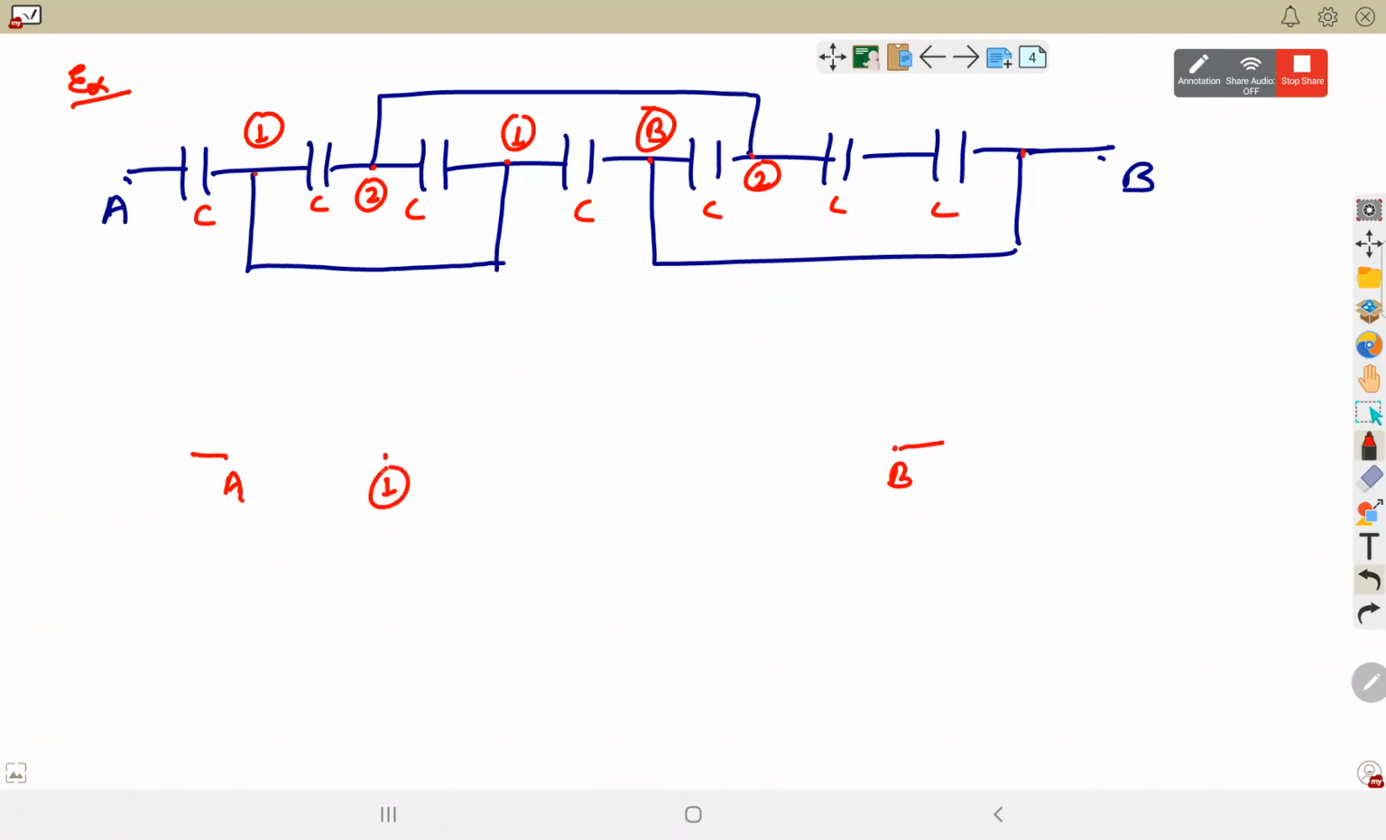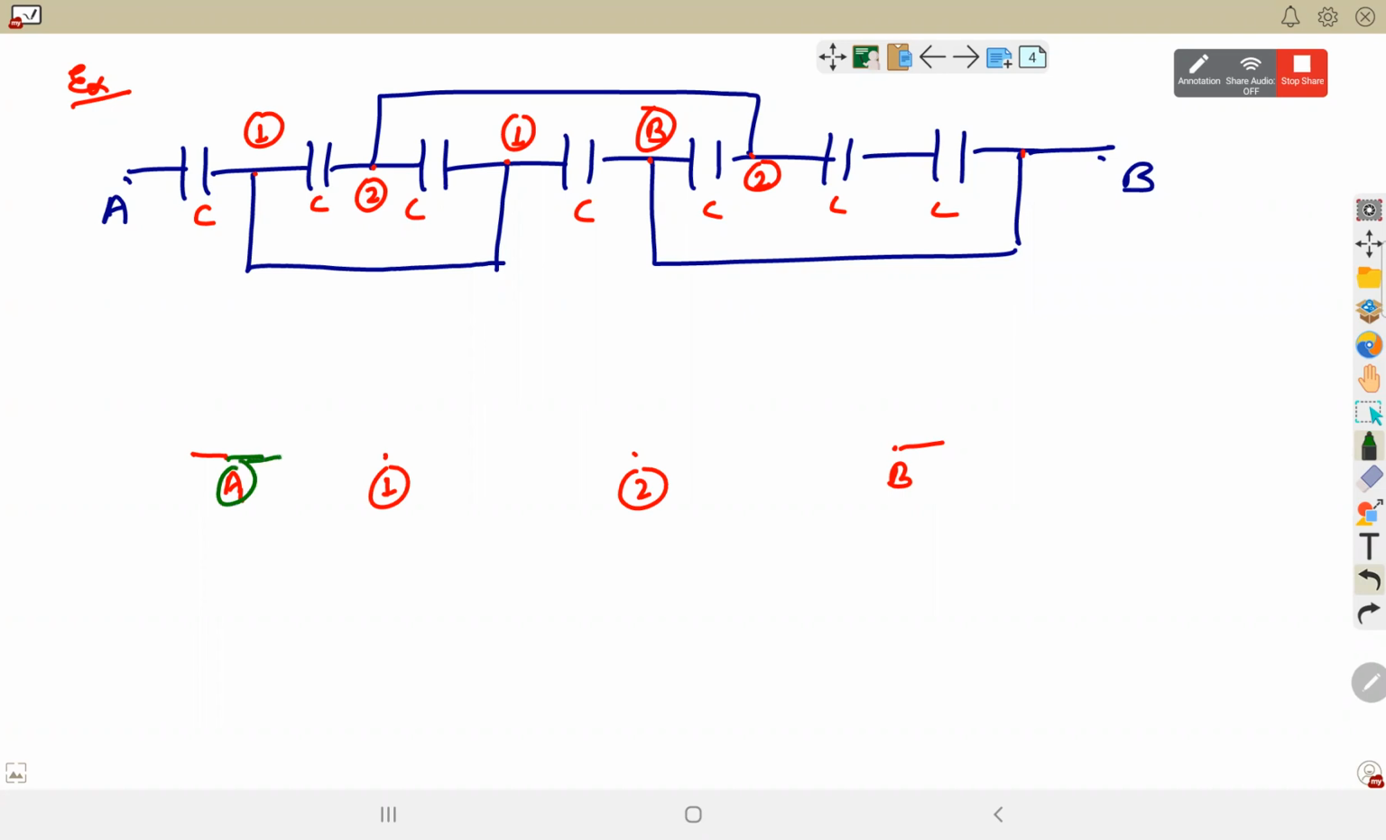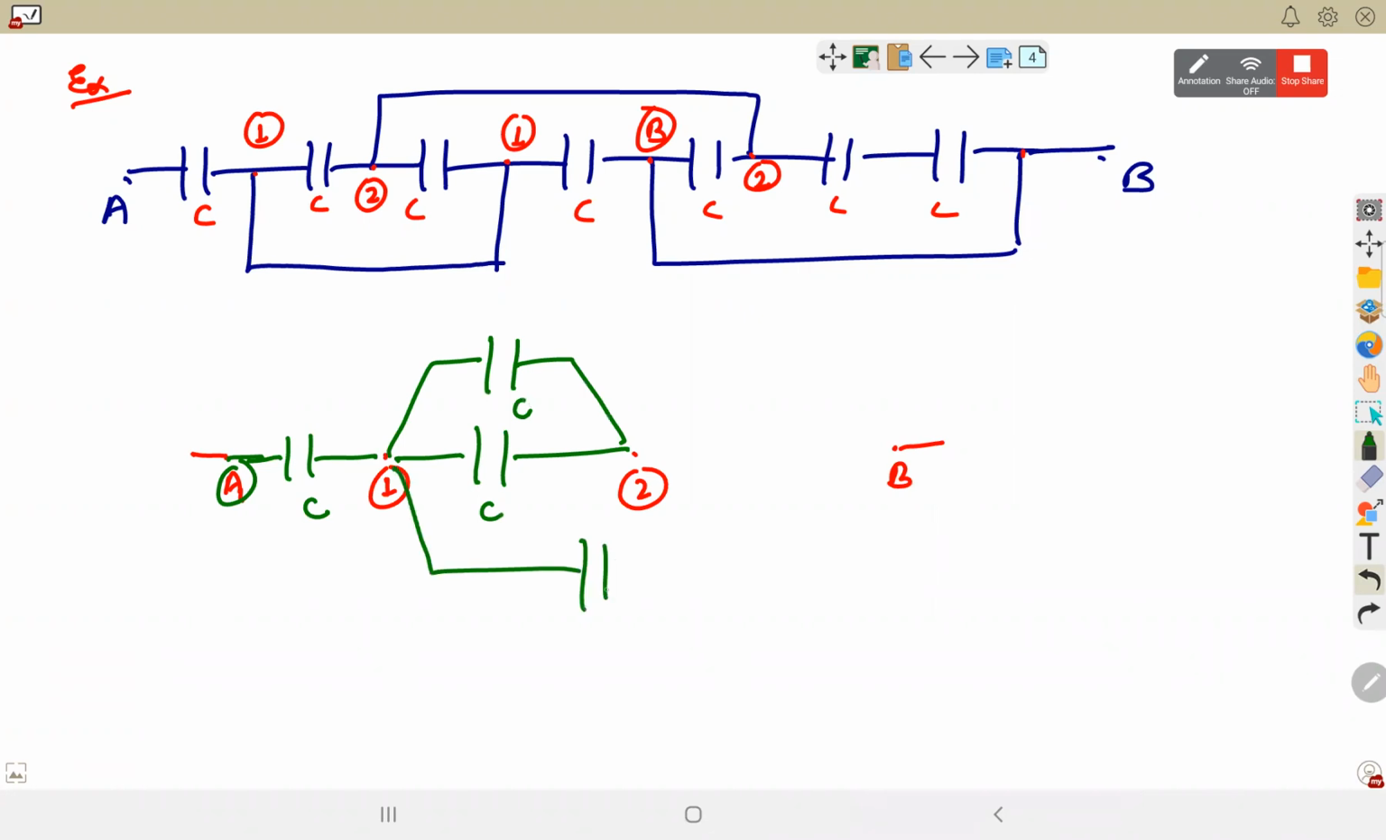So we have to take 1 and 2 in between. First capacitor is between A and 1. Second capacitor is between 1 to 2. Third capacitor is between 2 to 1. And then fourth is between 1 to B. And then 2 to B. There are 2 capacitors in series.